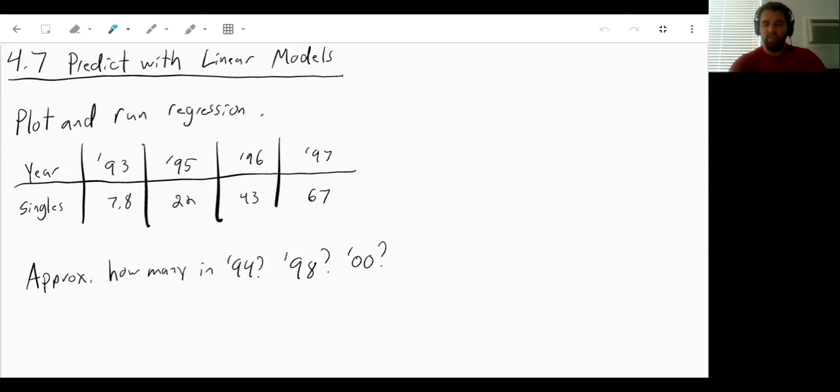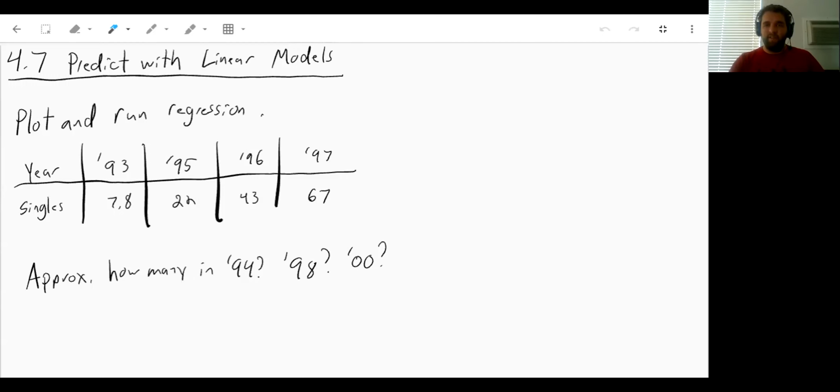And when computers do this, it's called running a regression. So it takes your data, runs a regression, and spits out an equation for you. And it can do this with a lot of other things that aren't just linear, but we'll get to some more of those later on this year and also in Algebra 2. So first thing we need to do is plot and run a regression.